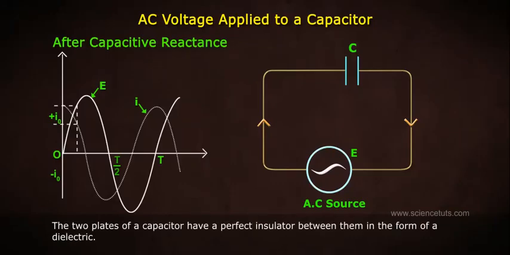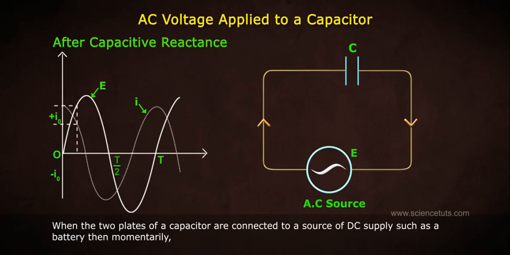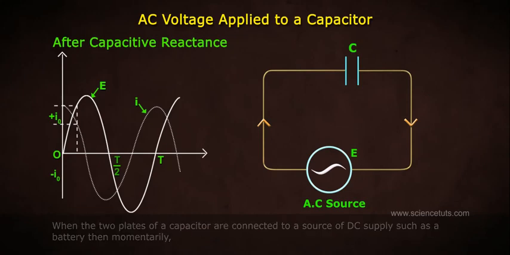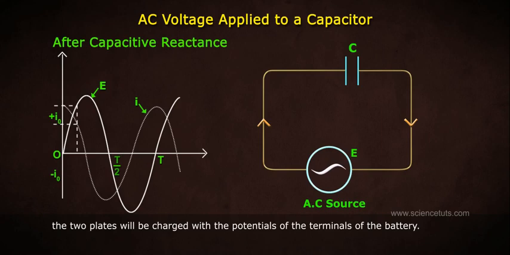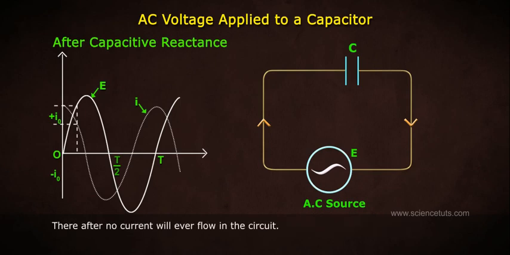The two plates of a capacitor have a perfect insulator between them in the form of a dielectric. When the two plates of a capacitor are connected to a source of DC supply, such as a battery, then momentarily the two plates will be charged with the potentials of the terminals of the battery. Thereafter, no current will ever flow in the circuit.